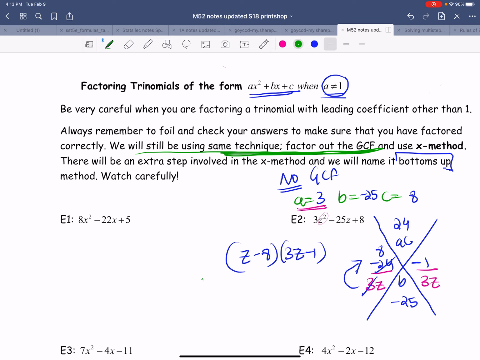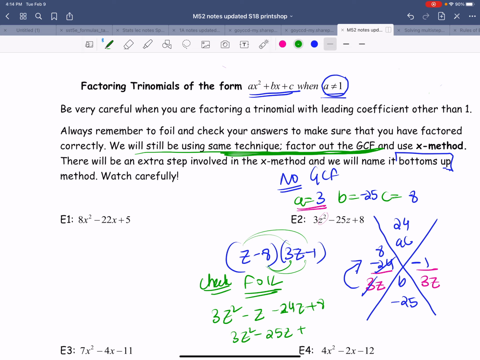Again, for your own peace of mind, go ahead and check your work by doing the FOIL. FOIL means first, outer, inner, last. So first times first is 3z squared. Outer times outer is negative z. Inner times inner is negative 24z. Last times last is plus 8. So 3z squared minus 25z plus 8. And that's what we started with, and that's perfect.